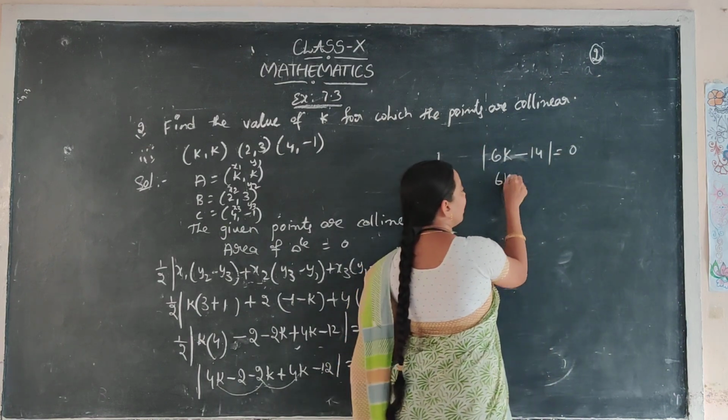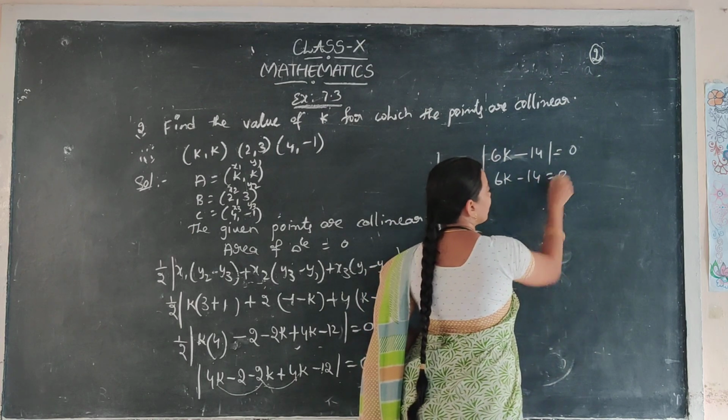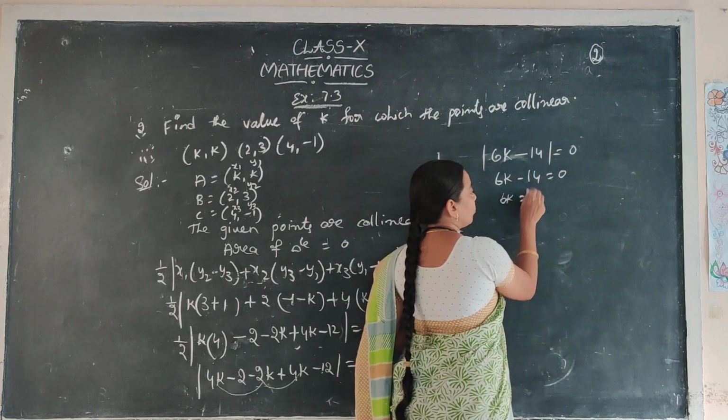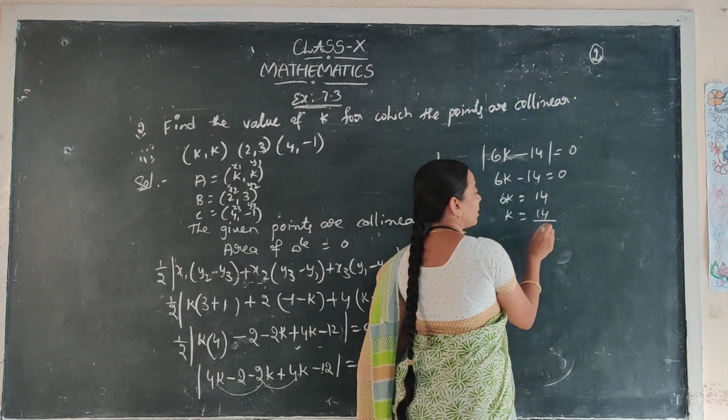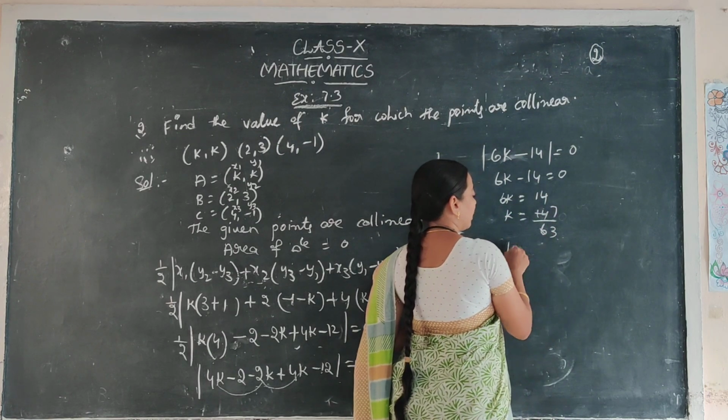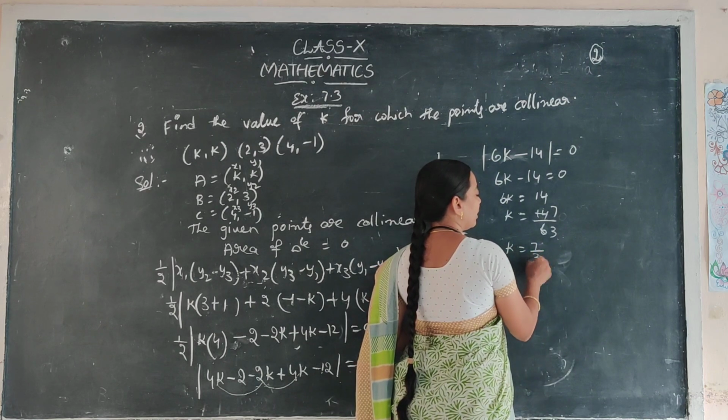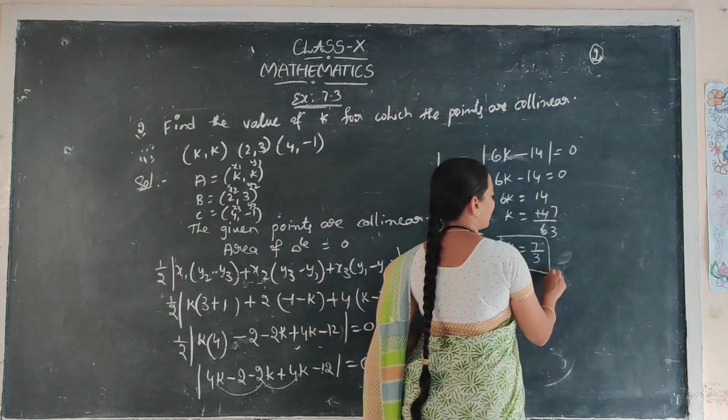Now remove this bracket and write directly is equal to 0. Now minus 14 moves to the right side as plus 14. K is equal to 14 by 6. 2 sevens are 14, 2 threes are 6, so k value is 7 by 3. Now this is the answer.